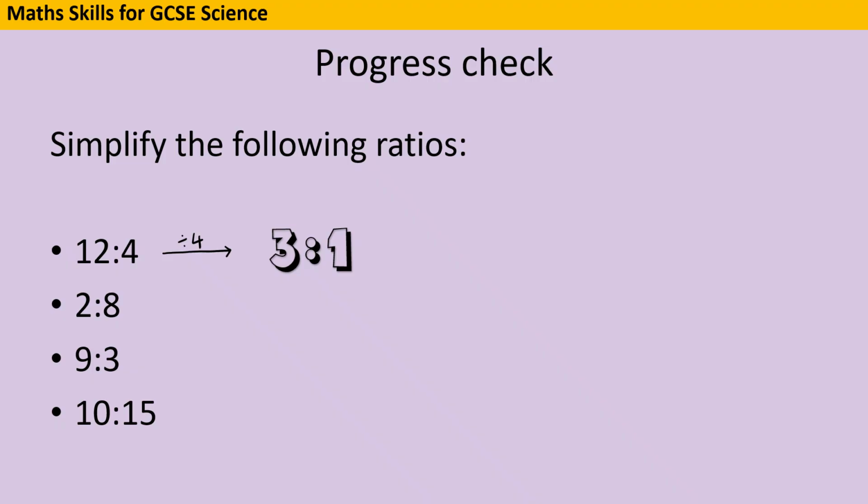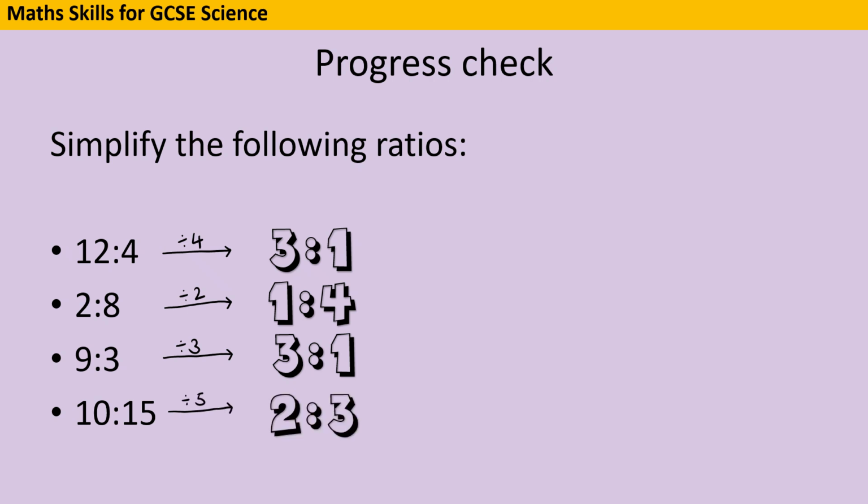Pause the video and have a go at the other 3 questions. 2 and 8 can both be divided by 2 to give us a 1:4 ratio. 9 and 3 can both be divided by 3 to give us a 3:1 ratio. And 10 and 15 can both be divided by 5 to give us a 2:3 ratio.